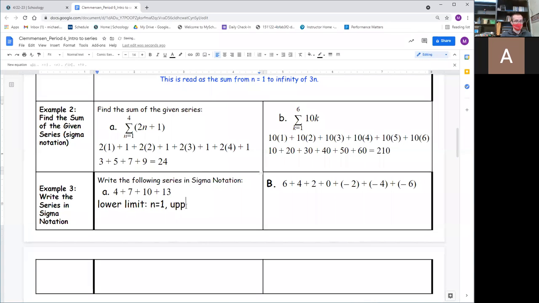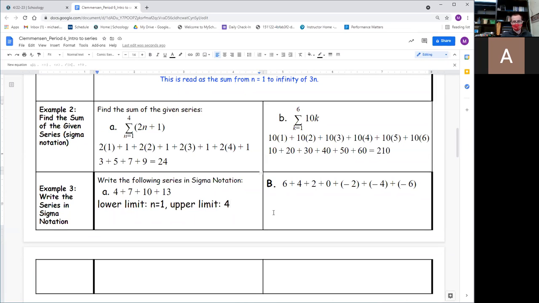Now, can anybody guess what my upper limit should be? I already have answers in the chat that are correct. My upper limit should be 4. I get that number 4 by adding up however many terms I have. So I have 1 term, 2 terms, 3 terms, 4 terms. So my upper limit is going to be 4. 1, 2, 3, 4. Now what we're going to do, so I have my limits. I have my lower limit, n equals 1, my upper limit 4.